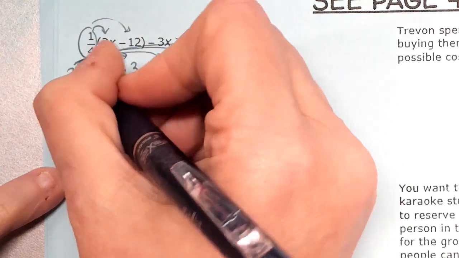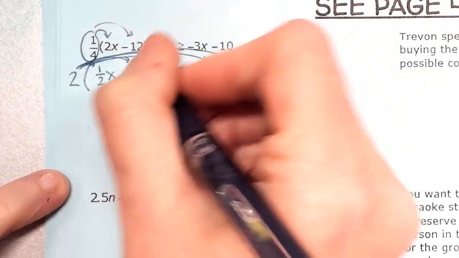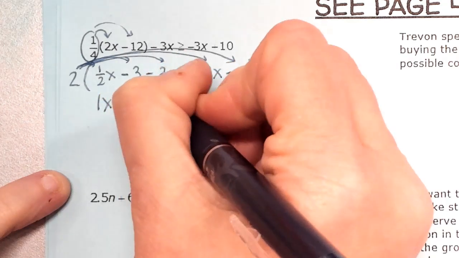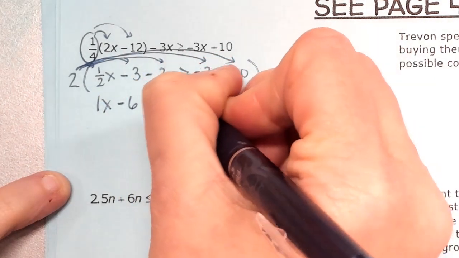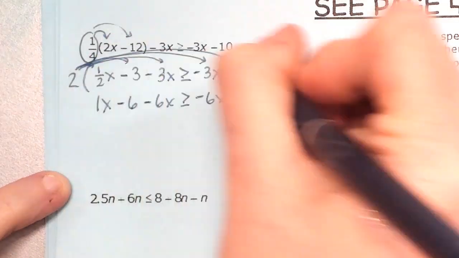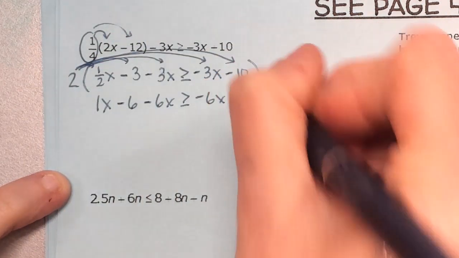So 2 times 1/2 x is 1x. 2 times negative 3 is negative 6. 2 times negative 3x is negative 6x, greater than. 2 times negative 10 is minus 20.